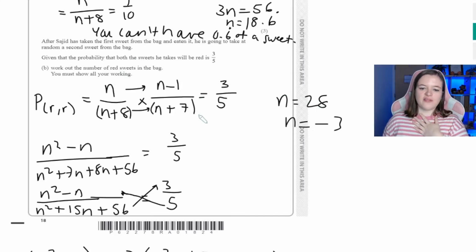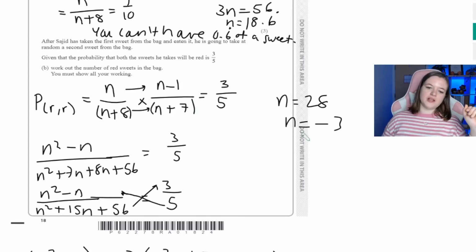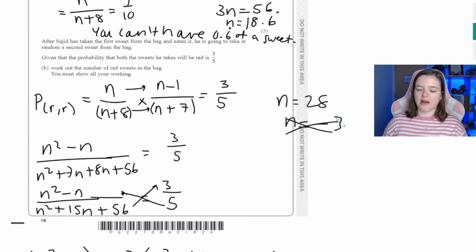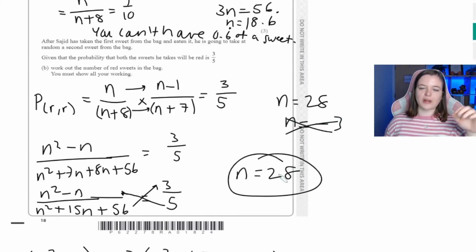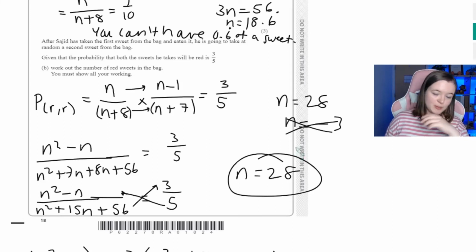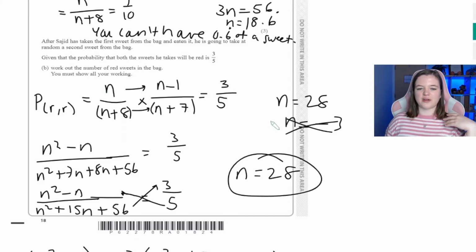Well, you can't have minus 3 sweets, right? You can't have a negative number of something. So get rid of that. Easy peasy, scrap it. So n is then 28. So Sajid has 28 red sweets in his bag before he eats them. And there we have it. Cool. Hope that all makes sense. Tricky question. Algebraic fractions and algebraic probability are never easy. But hopefully that made sense. So you mix an algebra out of it, and then essentially just factorising a quadratic after that point.